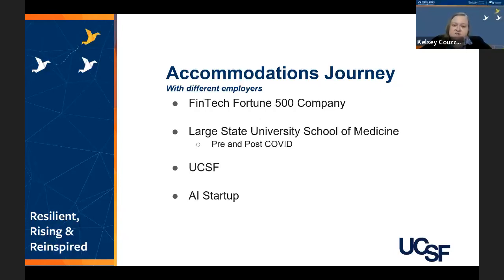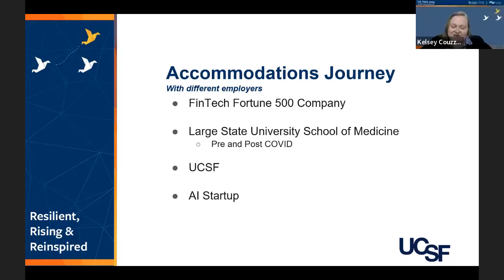So pre-COVID, we worked in person at the large state university school of medicine. My mobility was getting a lot worse, and even though when I left, they replaced me with 3 people because that's how much work I was doing, the hardest part of every day was getting to and from my desk.